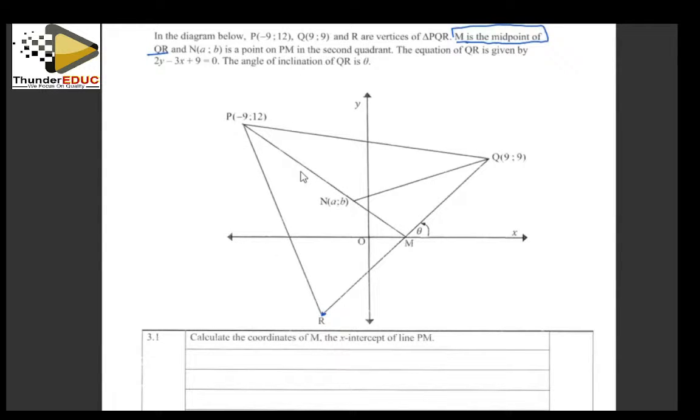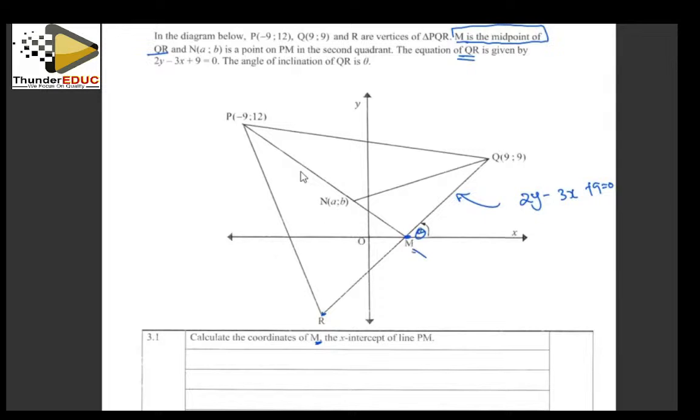In the second quadrant, the equation of QR is given as 2y minus 3x plus 9 equals 0. The angle of inclination of QR is theta. Good. And then they ask us to calculate the coordinates of M.